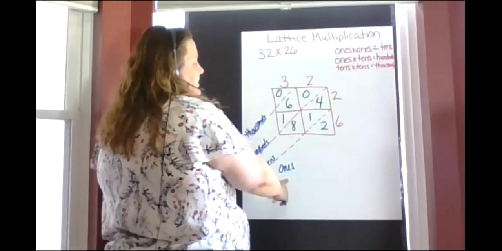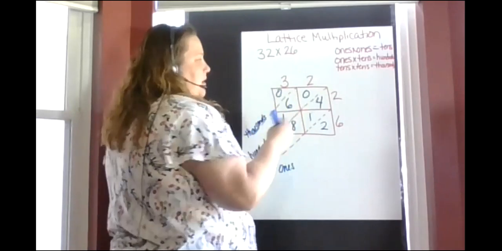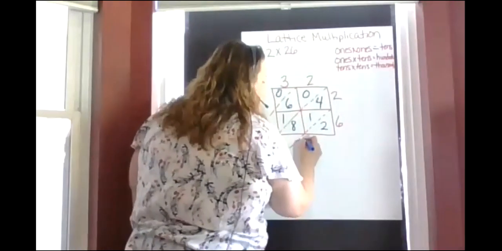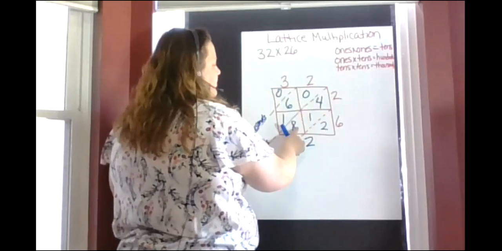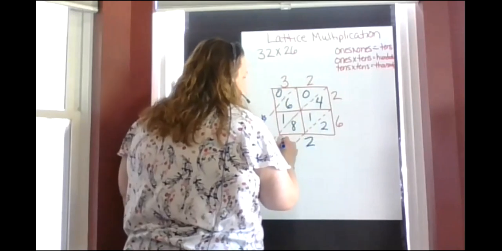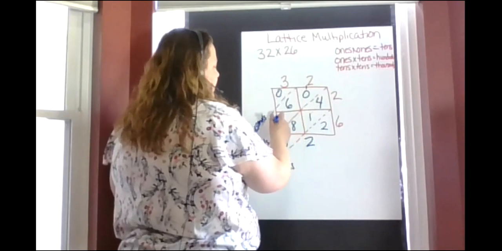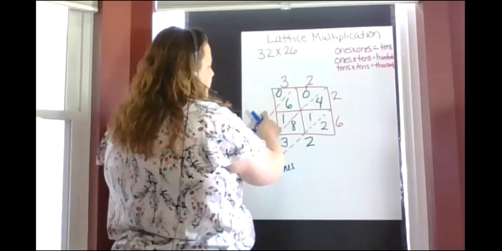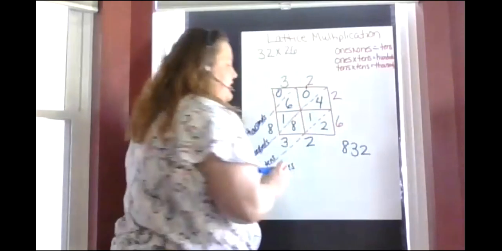These diagonals allow us to add up the digits, so much like a standard algorithm. 2, there's nothing else to add. There's a 2 here in the ones place. 4 plus 1 plus 8 is going to be 13, so I'm going to put my 3, carry the 1. 1 plus 6 plus 1 is 8, and there's no thousands up here. So then I'm going to read my number, and I get 832.